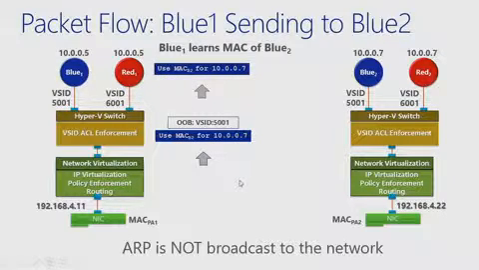So what happens next? Well, that gets back up the chain. It says, okay, use this MAC for 10.0.0.7. Blue 1 learns the MAC of Blue 2. Standard networking stuff at this point.